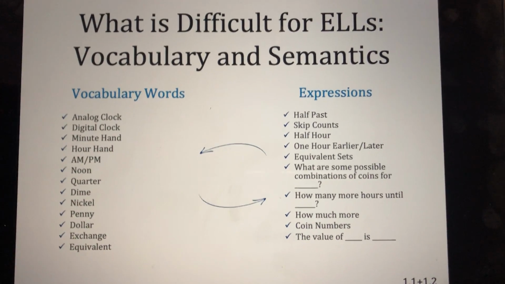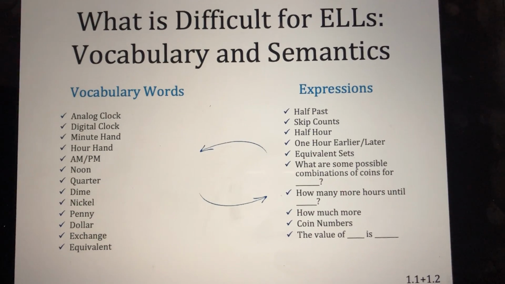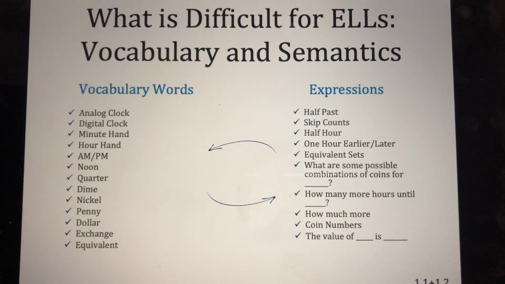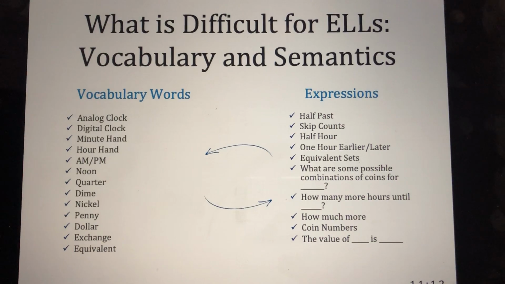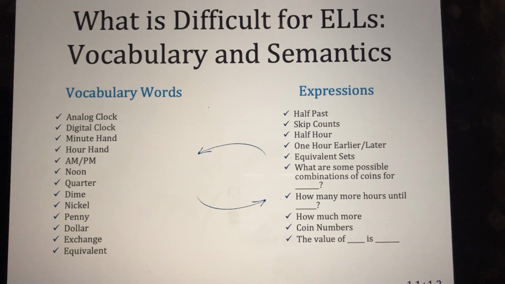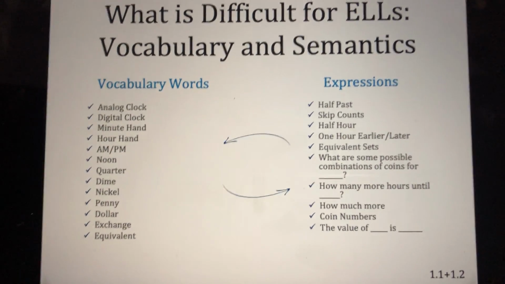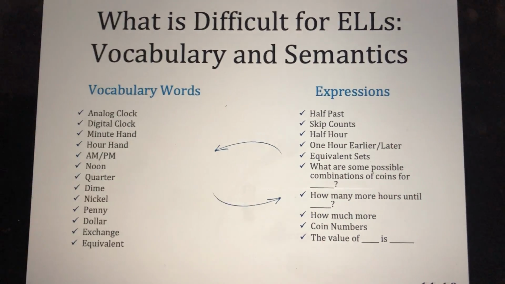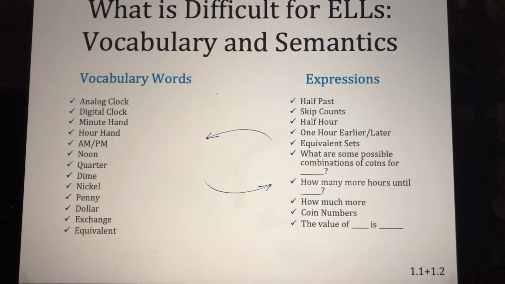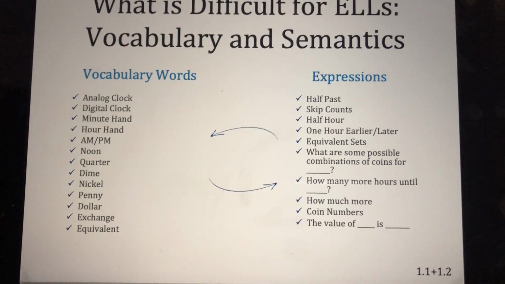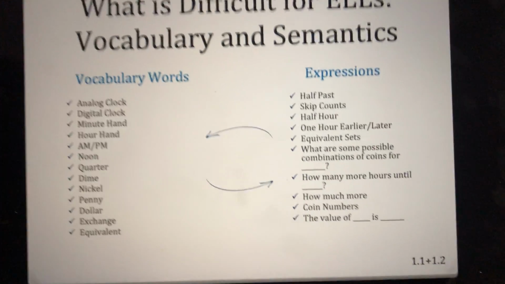So what is difficult for ELs, specifically what I think will be difficult for my students when discussing vocabulary and different word phrases and semantics. So vocabulary, I listed the different kinds of clocks, the components of a clock, specifically the minute and hour hand. A clock having hands is usually very abstract for students, especially ELs. AM and PM, the term noon, and then the different names of the coins, quarter, dime, nickel, penny, the term exchange, and also the word equivalent.